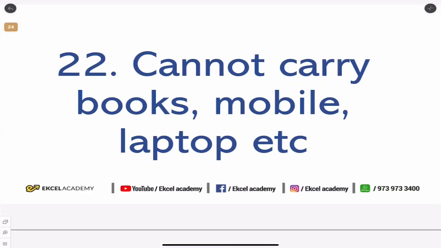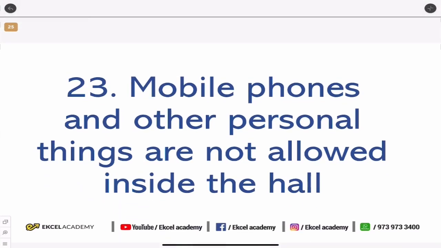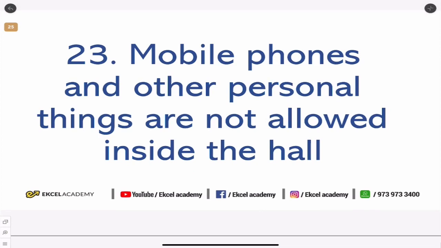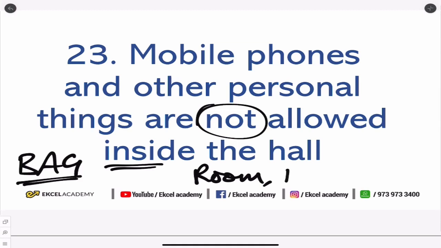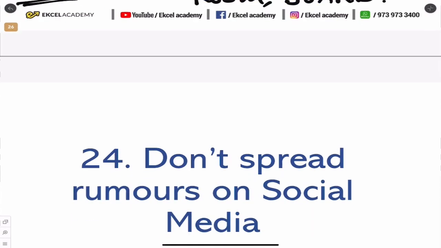You cannot carry books, mobile phone, laptop, etc. to the exam hall. Mobile phones and other personal things are not allowed inside the exam hall. So you should keep your bag outside the room where you are sitting, or sometimes near the podium, where the teacher is. Near the board, they will make you put all your bags. You cannot keep the bag with you.